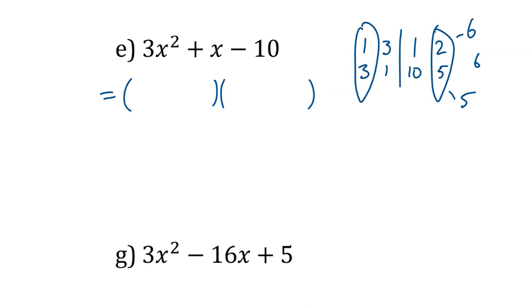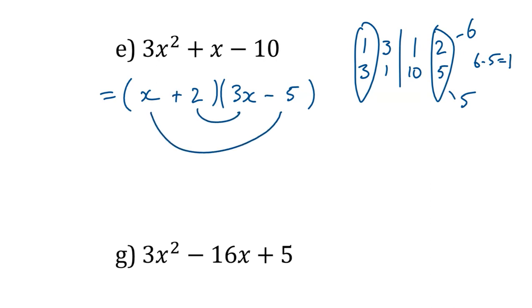Okay? So in this case, 6 minus 5 is positive 1. So I got 1x and 2, 3x and 5. I want the 5 to be negative. Okay.